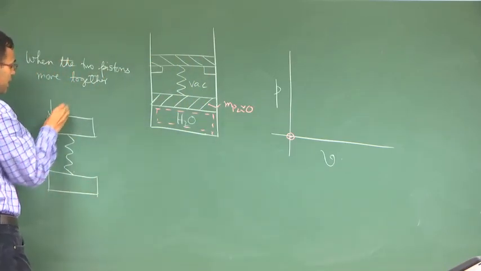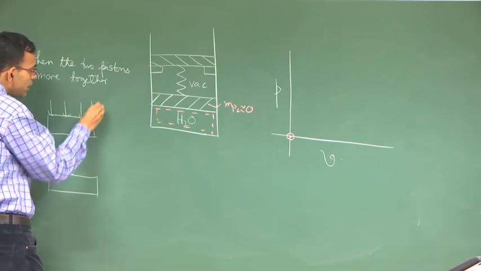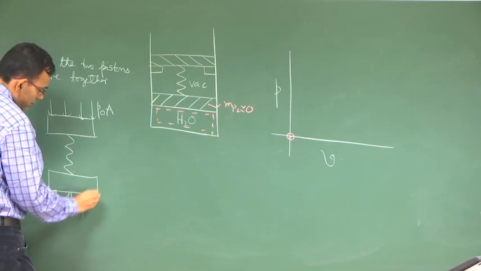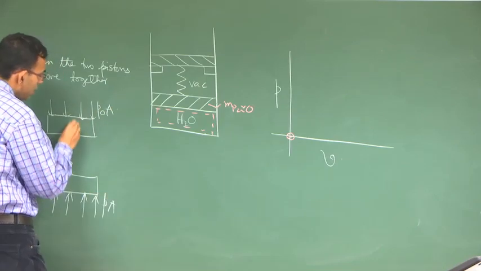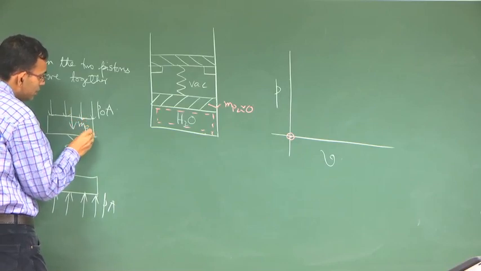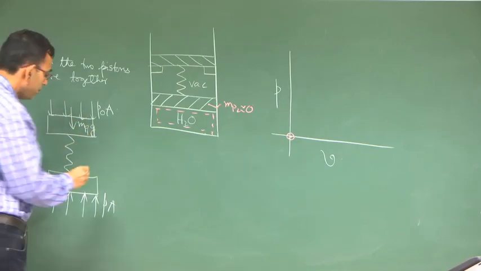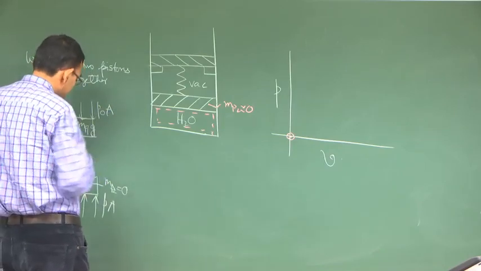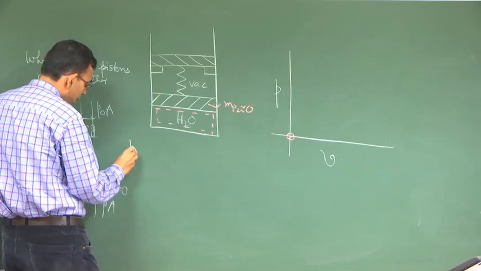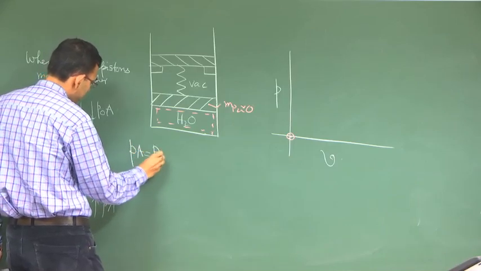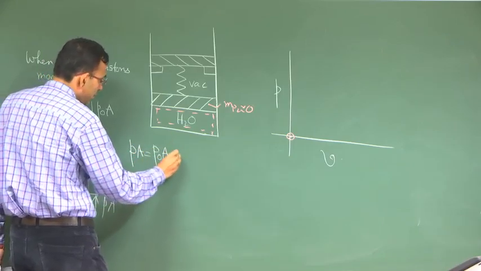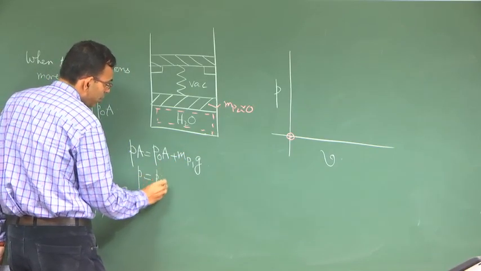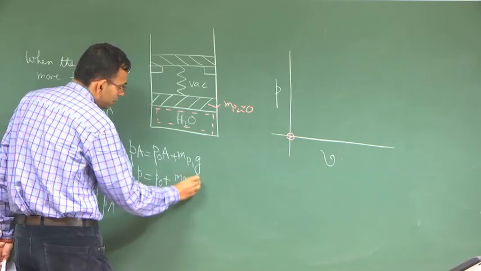So, you have this P0 into A, PA and MP1 G, right, MP2 is 0. So, P into A is equal to P0 into A plus MP1 G. So, P is equal to P0 plus MP1 G.